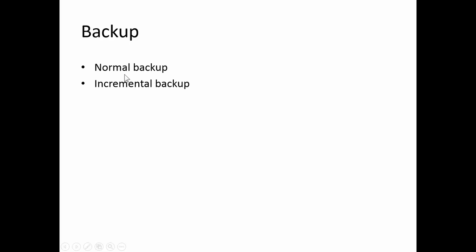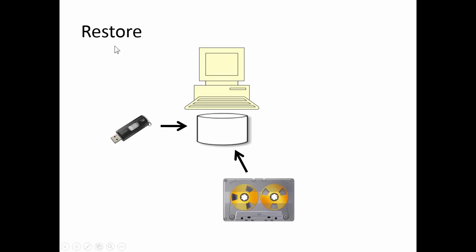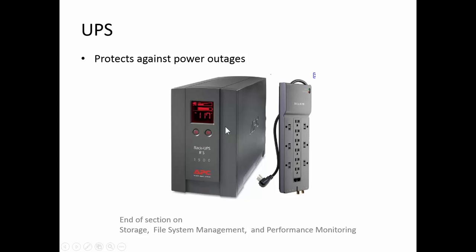What's the difference between a normal backup and an incremental backup? A normal backup backs up all files, whether or not they have been changed. And an incremental backup only backs up files which have been changed since the last full backup. So an incremental backup doesn't take as long to do. And a restore is the opposite of a backup. If your hard disk gets trashed and you install a new hard disk, then you take your tape backup or your backup from a USB drive and copy all the data back to your hard disk drive.